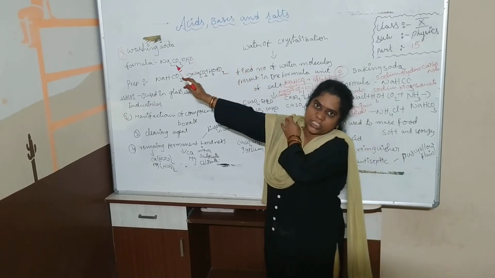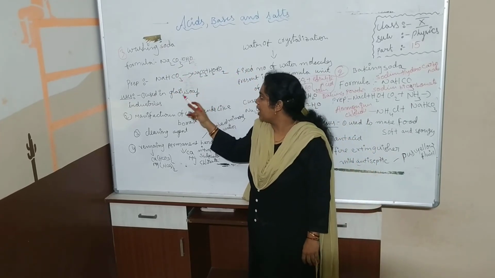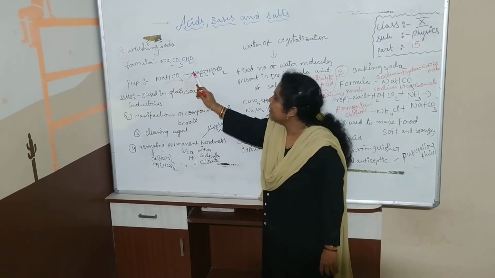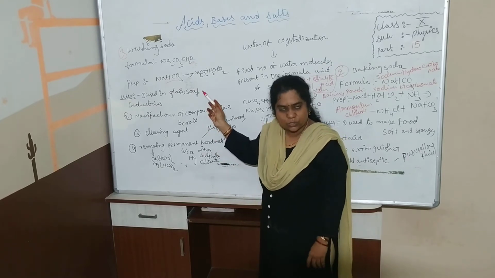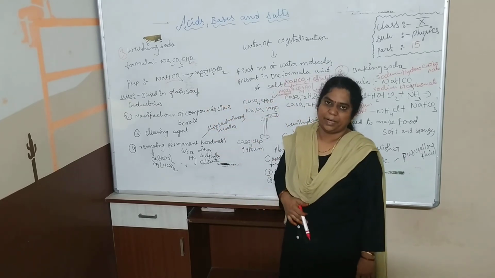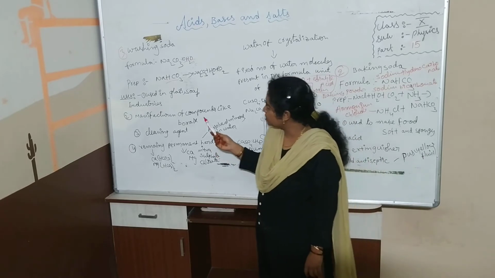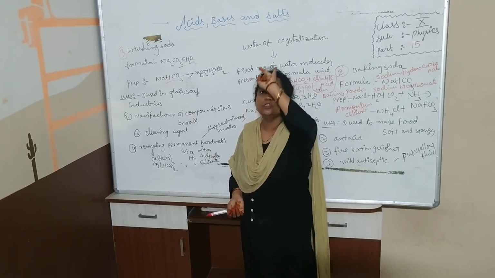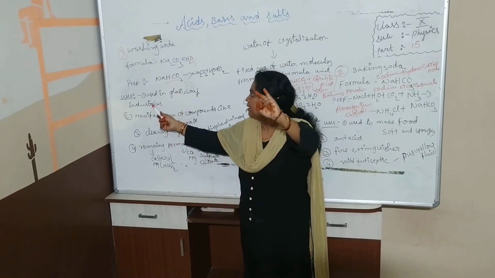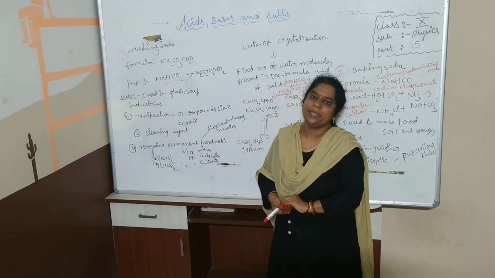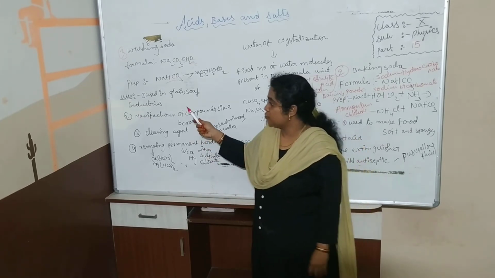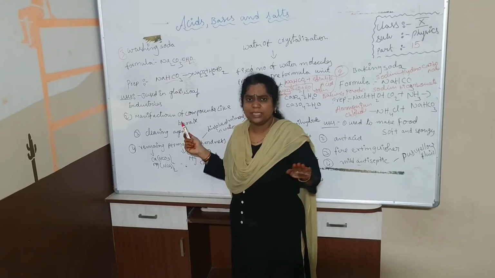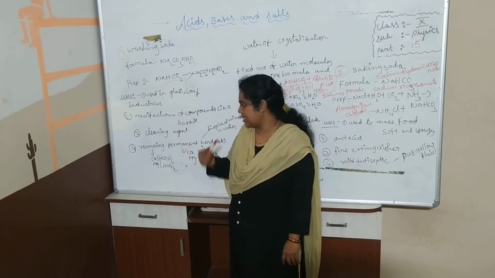Okay. So what is washing soda? Na2CO3. And how to prepare washing soda? When baking soda is heated, you will get washing soda, water and carbon dioxide. Okay. So what are the uses of this washing soda? It is used in glass industry, soap industry. And it is used as a cleaning agent. I told you it is washing soda, used to clean substances. So it is used as a cleaning agent.